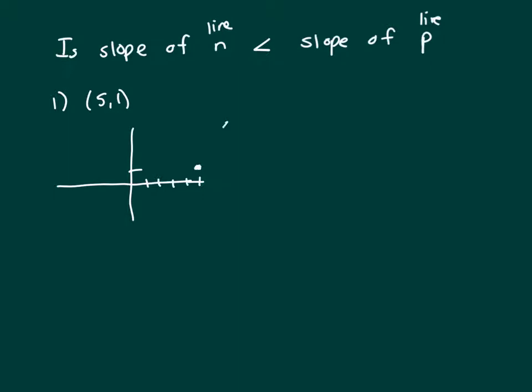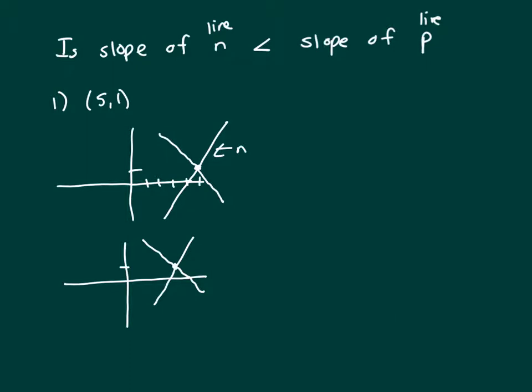Line N, that's a positive slope. And line P, that's a negative slope. So here, N's slope is greater than P's slope. But if you think about (5, 1), and let this be N, that's negative, and let this be P, that's positive slope, then it is true. But we don't know which line is which, so clue 1 doesn't work by itself.